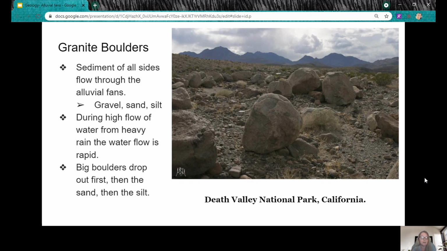So part of what comes out of these fans are granite boulders, gravel, sand, silt, sediments of all different kinds that flow through them. During high flow of heavy water, the rainwater is very rapid. So the bigger particles usually start falling out first as the other particles keep going. And then at the bottom you have the silt. This is also Death Valley National Park, and you can see those boulders are quite large. Looking at the pictures, you wouldn't think a boulder that large would be coming out.